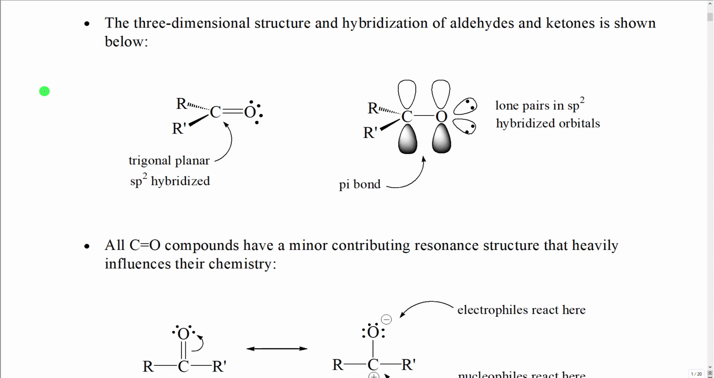The three-dimensional structure of aldehydes and ketones is shown here. We can see that the central carbon has a steric number of 3, which means it will be trigonal planar. And in order to be trigonal planar, it's going to require sp2 hybridization. If we look at the orbital picture, we would have sigma bonds from this carbonyl carbon to the carbon groups, and also one sigma bond to the oxygen. And then out of the plane, there would be a pi bond. And finally, the lone pairs would lie in the plane with the rest of the atoms, and they would be in sp2 hybridized orbitals.